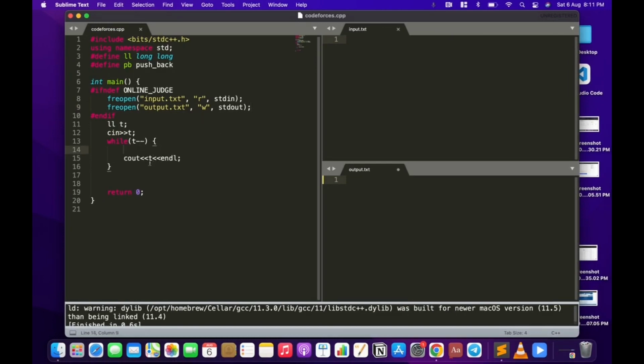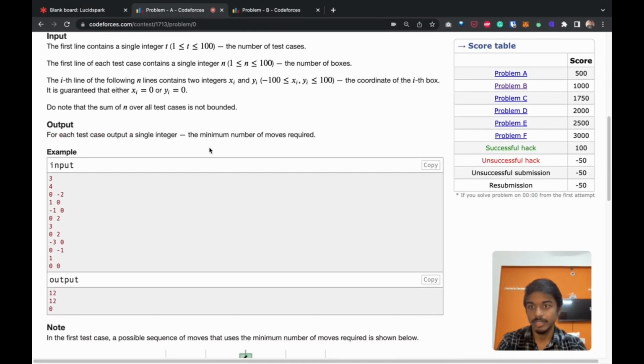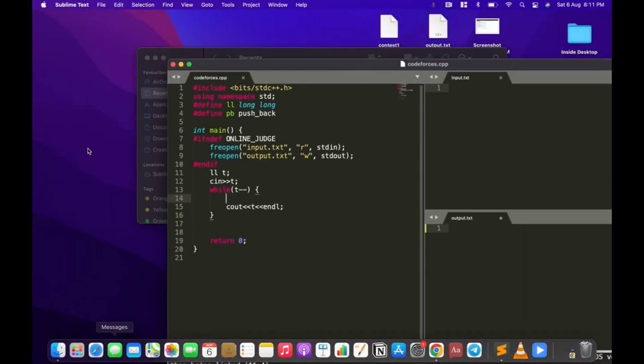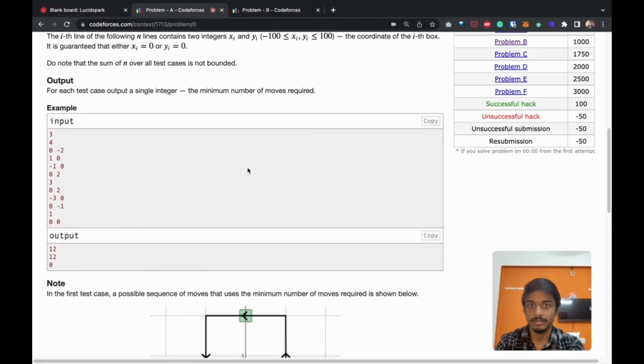Okay, so they will give test cases. Then I think my face is not visible, right?